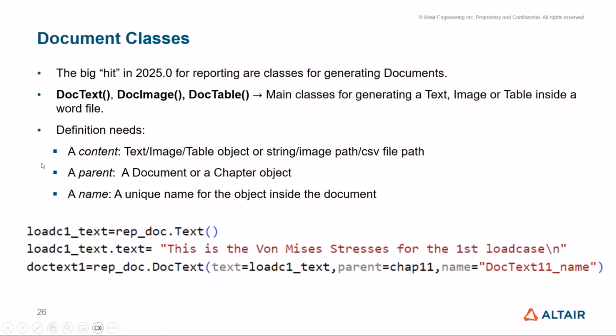Each of these classes, in order to be defined, needs a content, which can be a text, an image, or a table object, as we know from the reporting module that already exists in PowerPoint, for example. Or it can be a string, an image path, or a CSV file, respectively to the class I want to use. For example, here we generate a doc text, we use a text object, we need a parent, which is a document or a chapter object, and last but not least, a name, which is unique for this object in the whole document.